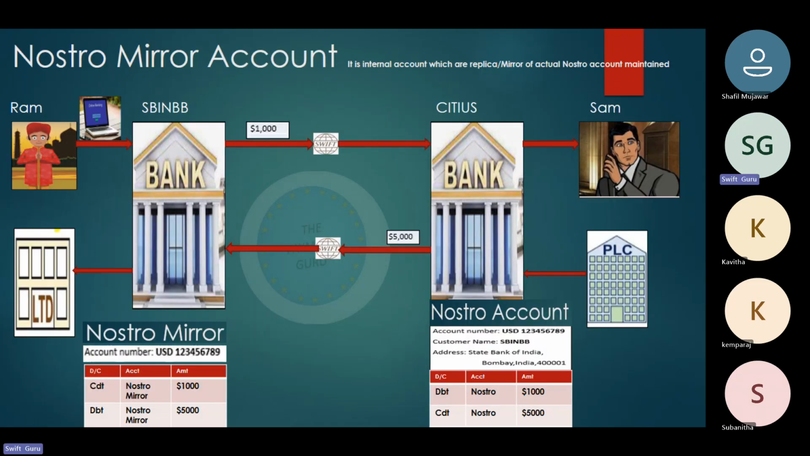All right. So there's a Nostro mirror account. Also, we need to understand what exactly it is and what it does, all of it, right? So let's learn about it.